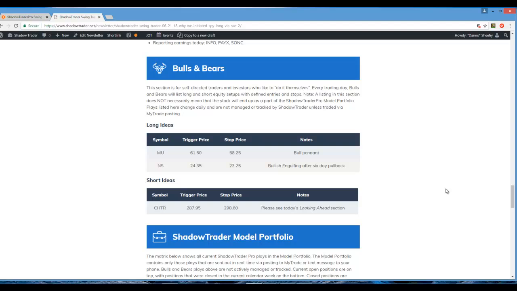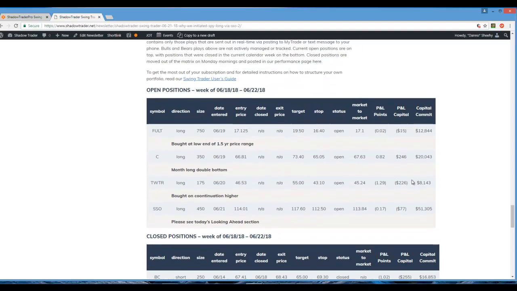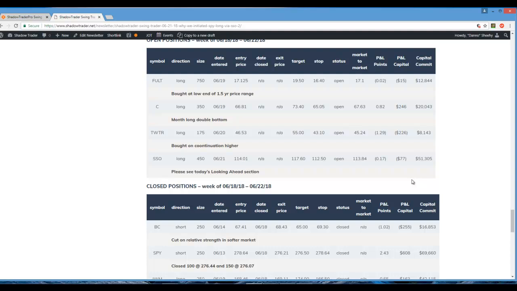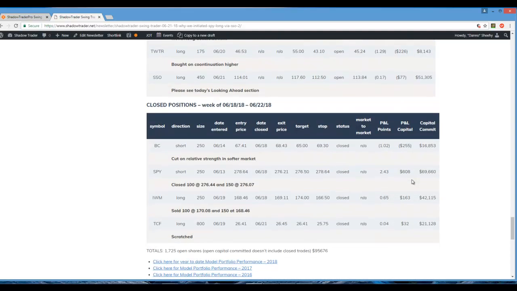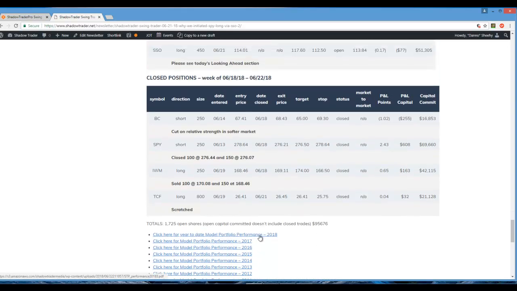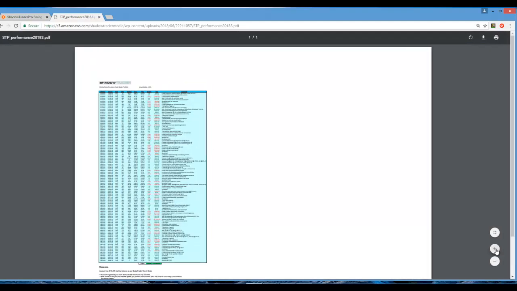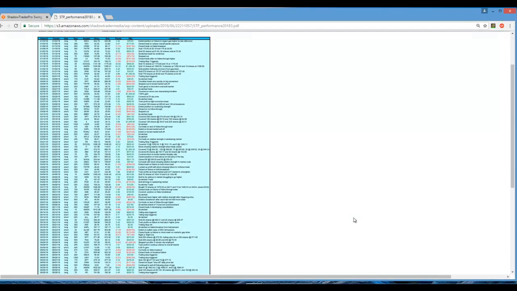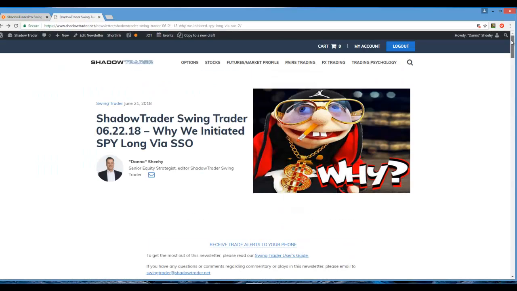And then we have the bulls and bears section, which gives you up to 5 trade ideas on a daily basis. And then below that, we've got the ShadowTrader model portfolio that shows you our open positions as well as our closed positions for the week. And then beneath that, we've got our performance going back a number of years. And if you click on this year, things are going pretty well. We have almost, after 6 months this year, $12,000 made on $100,000. So we're up 12% going into the end of the 6th month for the year.